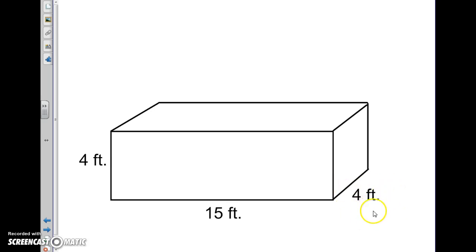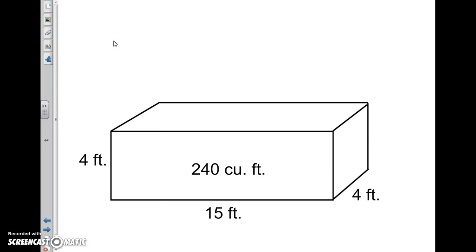Alright, well, I know that it's going to have a length of 15, a width of 4, and a height of 4 feet. So I'm just going to use the formula for finding the volume of a rectangular prism, multiplying 4 times 15, which gives me 60, and 60 times 4 gives me a total volume of 240 cubic feet.